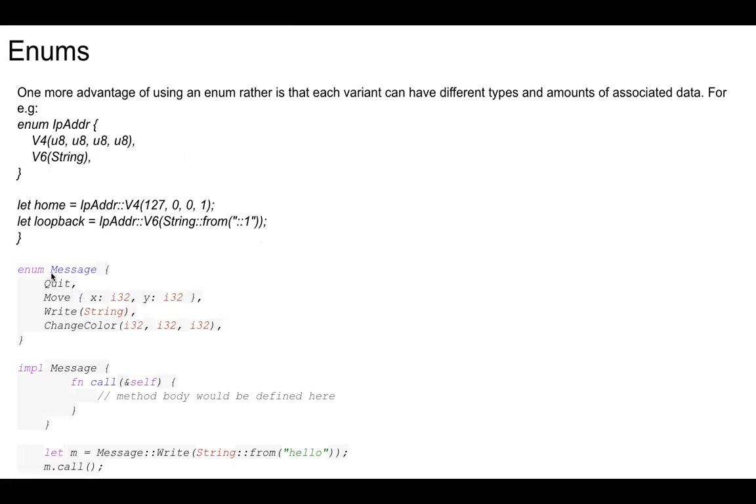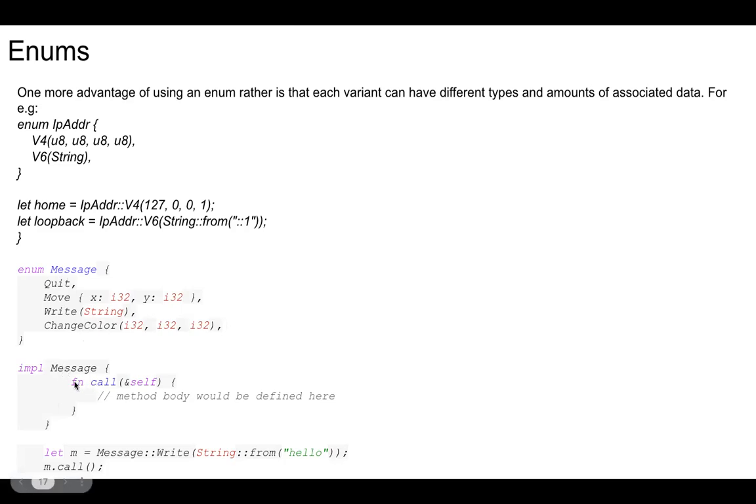Here another example. So let's say there's a message which has, say, one variant quit, which has no value. Move, you can give coordinates. Write, which is of type string. You can change color, you can give RGB. So all 3 are integers, right? Here also X and Y are integers. So enums can have methods just like structs do.